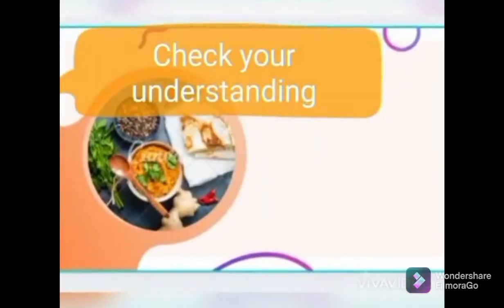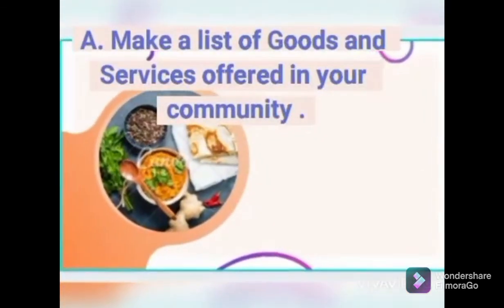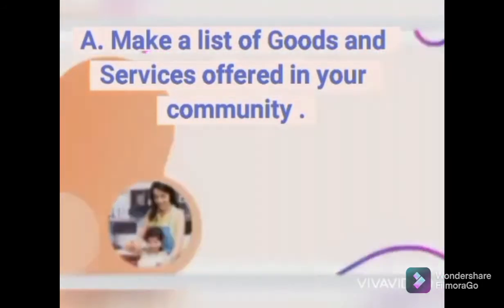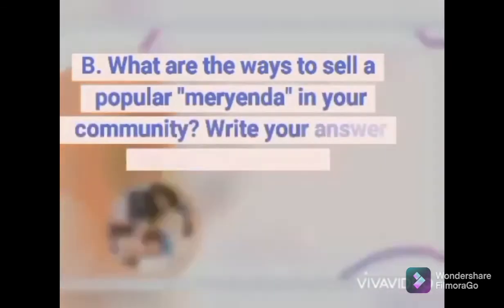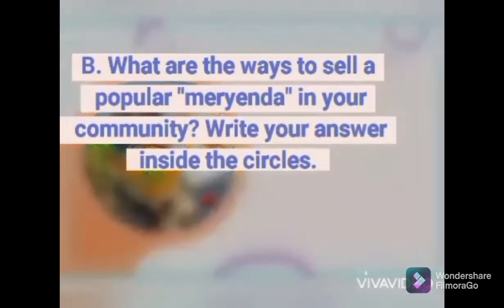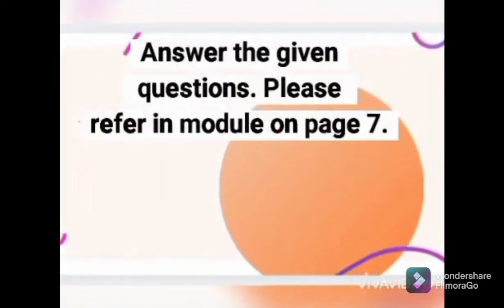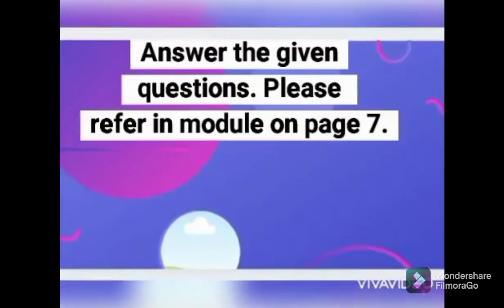Check your understanding. Letter A. Make a list of goods and services offered in your community. Letter B. What are the ways to sell a popular merienda in your community? Write your answers inside the circles. Post this. Answer the given questions. Please refer to your module, page 7.